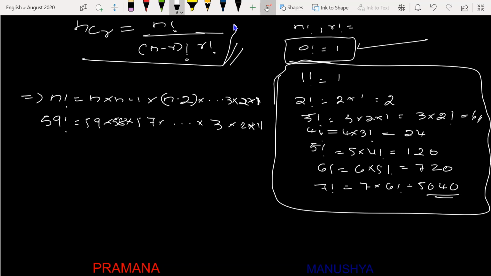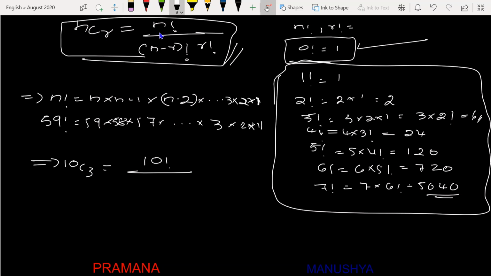Okay, so we'll try to expand this one. We had the first formula, that is, out of 10 objects we have to select 3. If you expand, nCr is equal to n factorial divided by (n minus r) factorial. n minus r means 10 minus 3, that will be 7 factorial into 3 factorial. So you have to solve this one, right? This is the way you have to expand and solve.